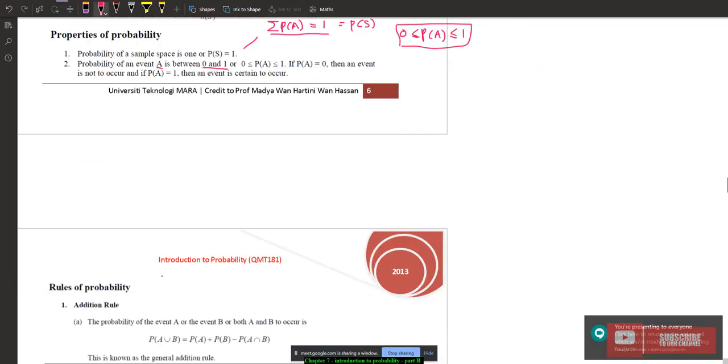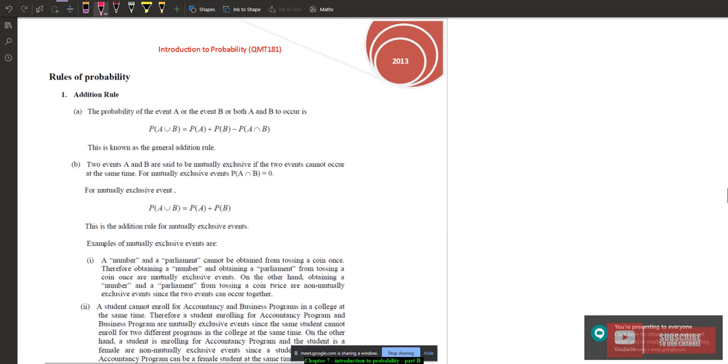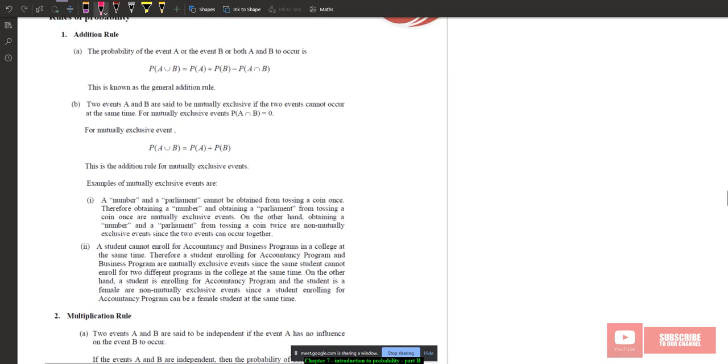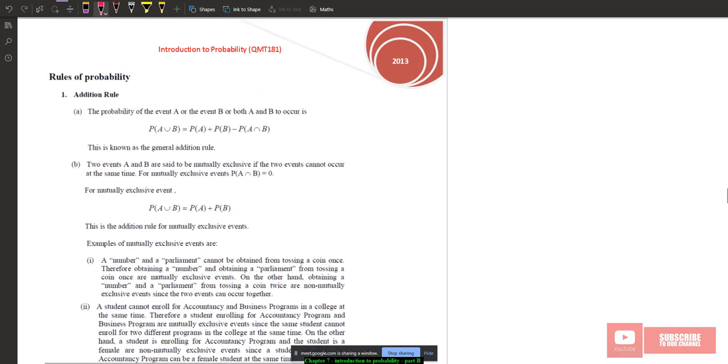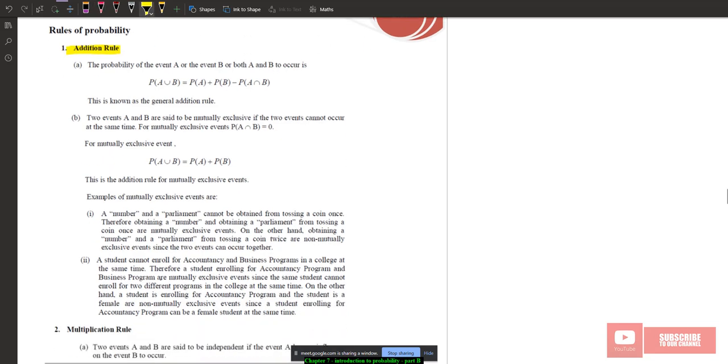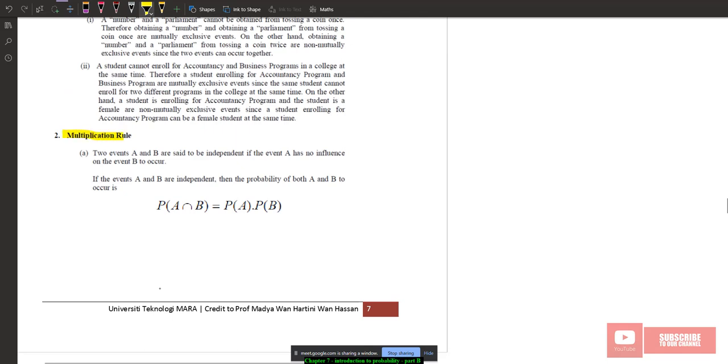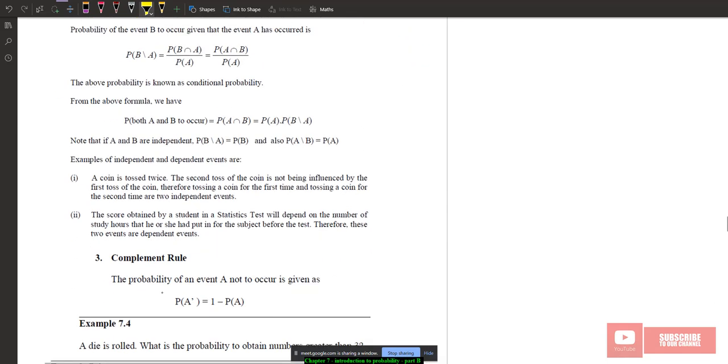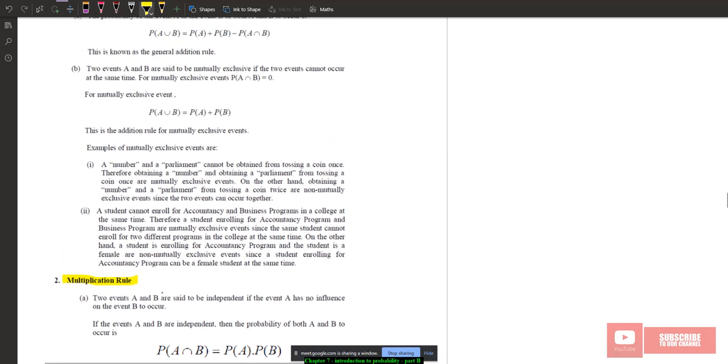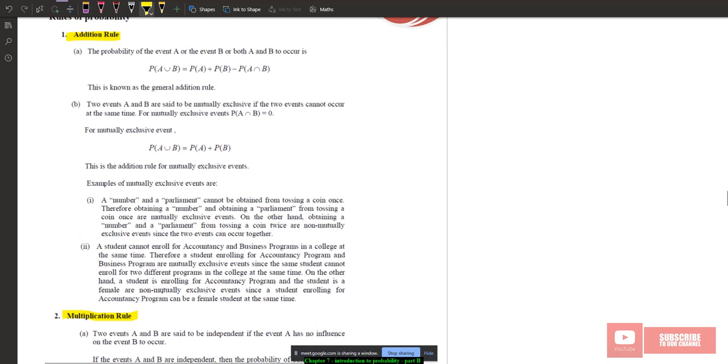So now we can move to the next rules of probability. We are going to have 3 important rules in probability. The first rule is the addition rule. The second rule is the multiplicative rule. And the last rule is the complement rule. So there are 3 important rules in probability. Let's look at the first rule, which is the addition rule.